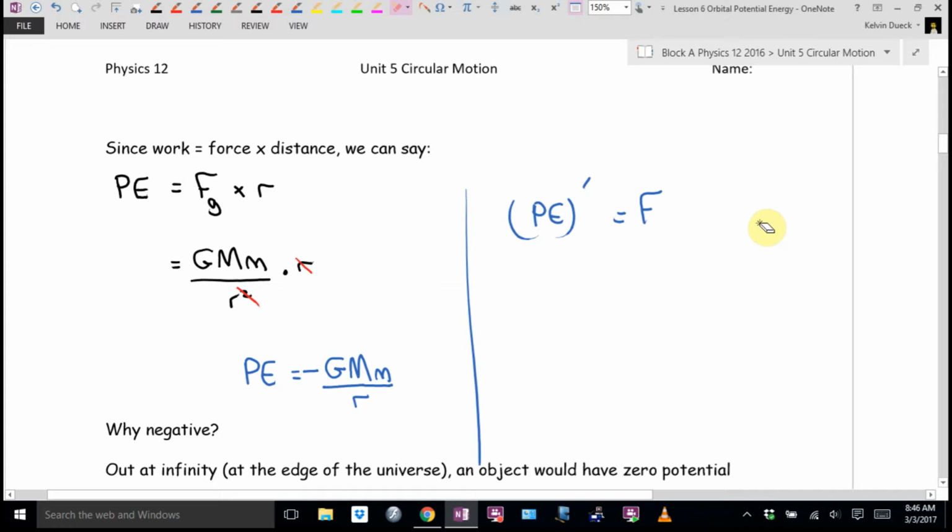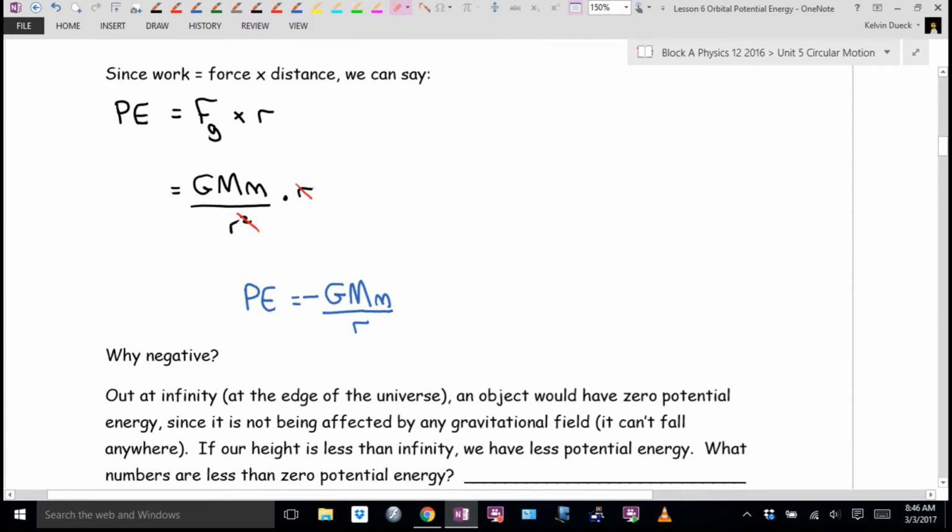I can say that to my calculus students, but I lost my non-calculus students. There's another explanation. Okay? Out at infinity, at the edge of the universe, I'd like you to imagine that we went to the edge of the universe, so we were infinitely away from any planets. There's no gravity acting on us. If there's no gravity acting on us, will we fall? Will we fall if there's no gravity acting on us? So if we won't fall, how much potential energy do we have?